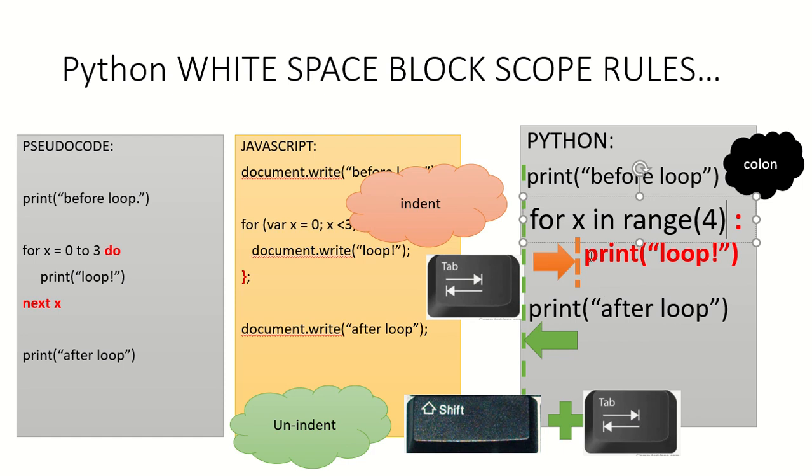After the colon, we need to have at least one command. In this case, we're going to print out the word loops. We'll do it 4 times here, and then to unindent, I go Shift Tab to move the command back over.